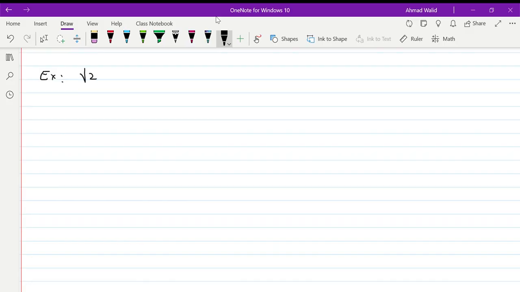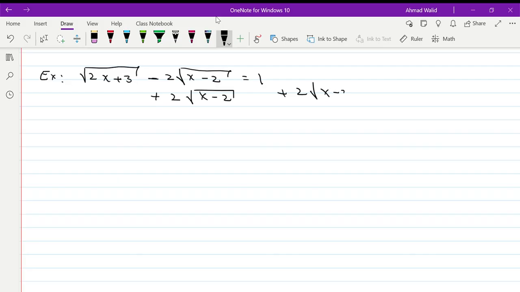The square root of 2x plus 3 minus 2 square root of x minus 2 equals 1. Remember, make a note. If you see 2 square roots or 2 radicals on one side, try to move one of them to the other side. Do not immediately square. You will face a lot of problems if you do that. Correct? First move one of them to the other side like this. You see, I subtract 2 radical x minus 2 from both sides.